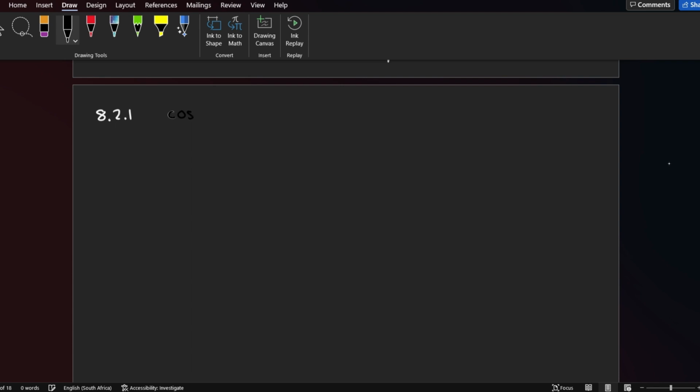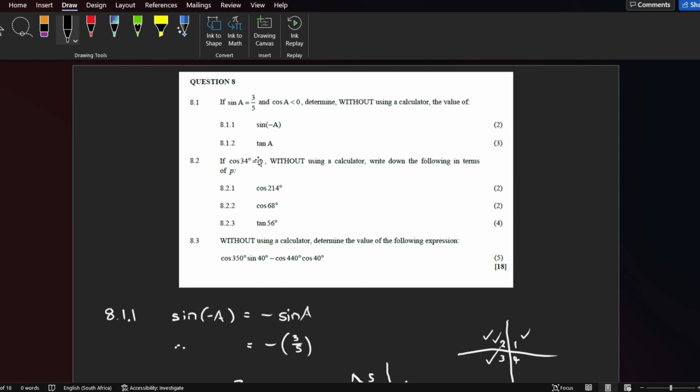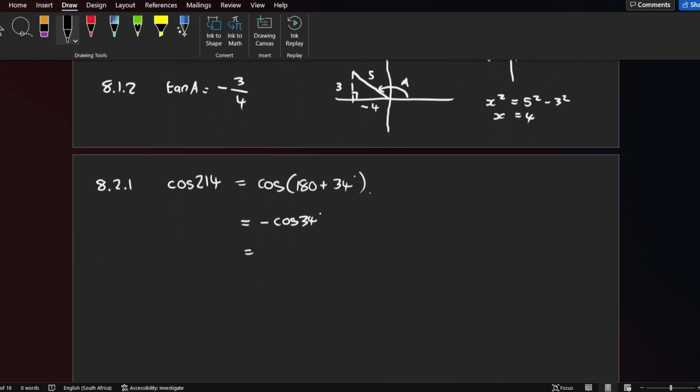Why? Because cos of 214 is equal to cos of 180 plus 34, and we know that cos of 180 plus an angle is in the third quadrant, and therefore that will be a negative. So negative cos 34 using the reduction formula. Therefore we can now substitute p where we see cos 34, and that will give us a final answer of negative p.